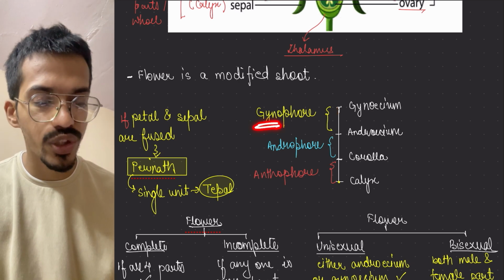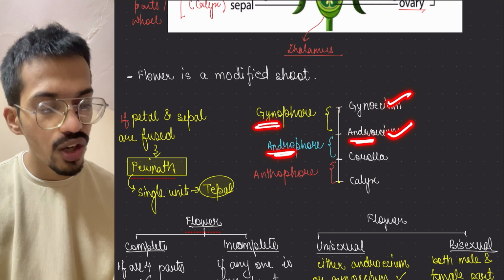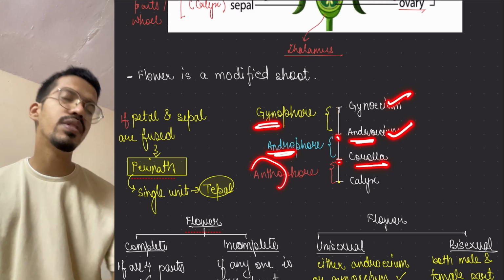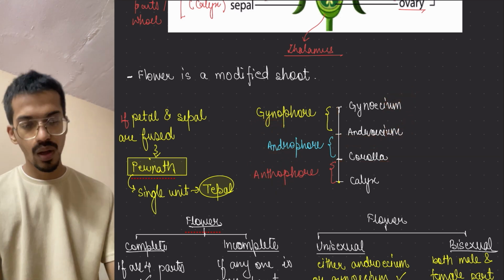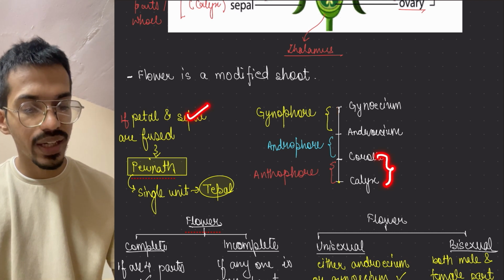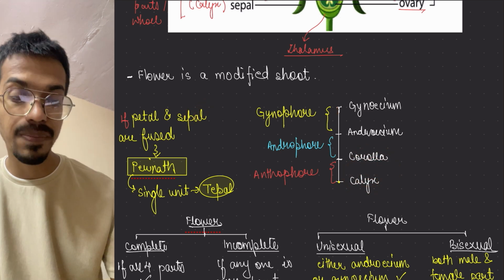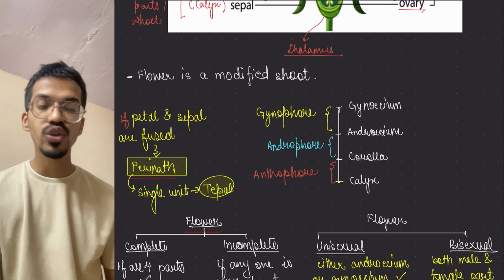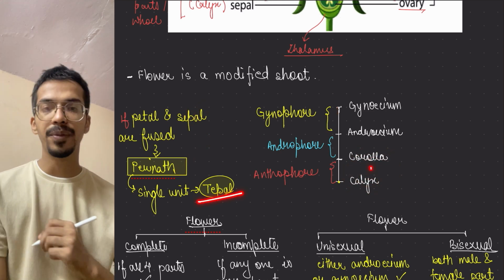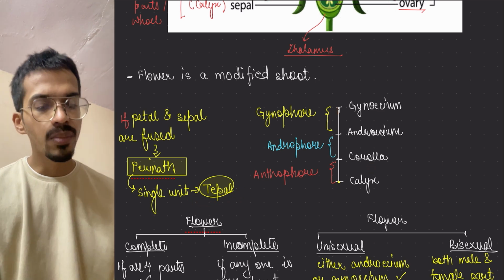Gyno means gynoecium, the lower one present. Andro means androecium, and the last one you will always remember is anthophore. Okay, if the petals, just imagine these two things are fused together, we call that structure perianth, and the single unit of this would be called tepal. Some plants like Liliaceae have this. Okay, moving on to the next thing.